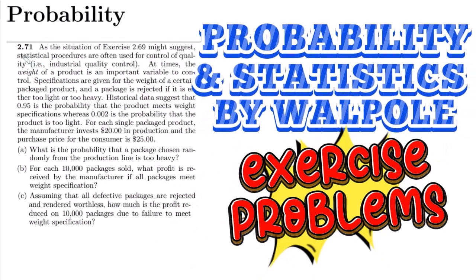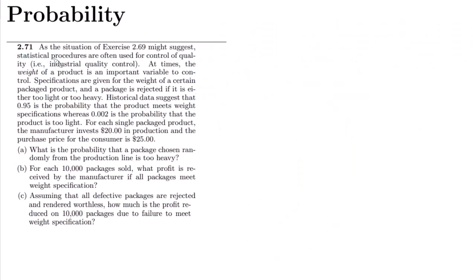Welcome back, guys. This is question 2.71, and the statement it has is, as the situation of exercise 2.69 might suggest, statistical procedures are often used for control of quality. It is industrial quality control. At times, the weight of a product is an important variable to control. Specifications are given for the weight of a certain packaged product, and a package is rejected if it is either too light. Okay, it can be either too light or too heavy. Historical data suggests that 0.95 is the probability that the product meets weight specifications.